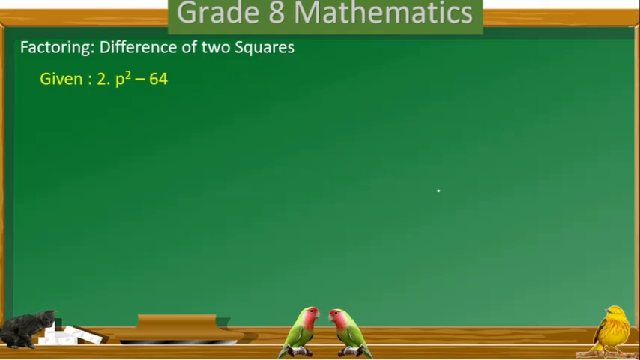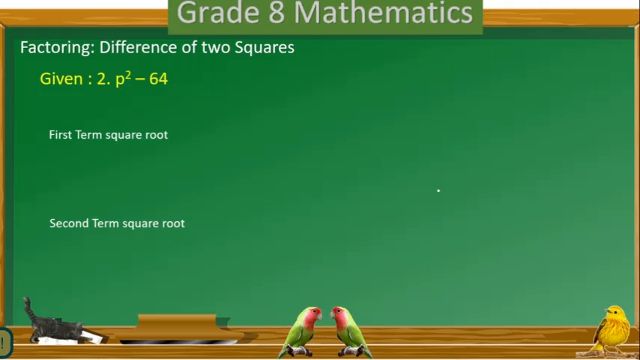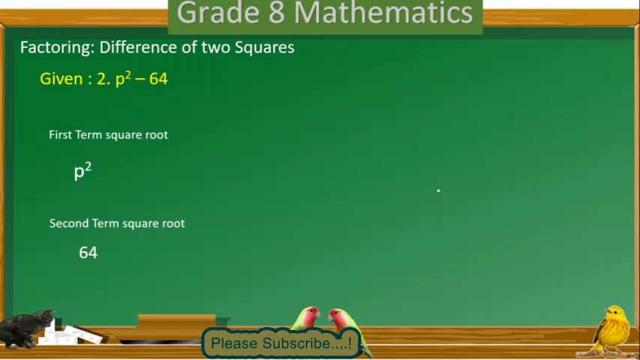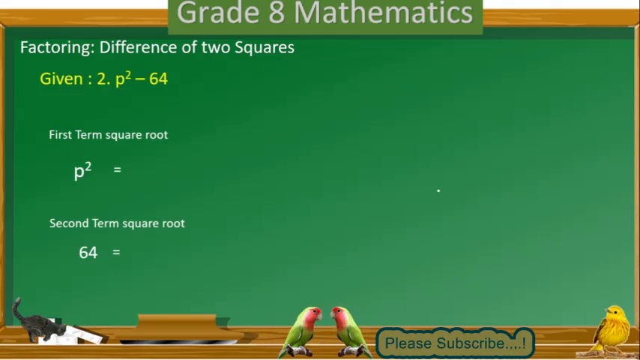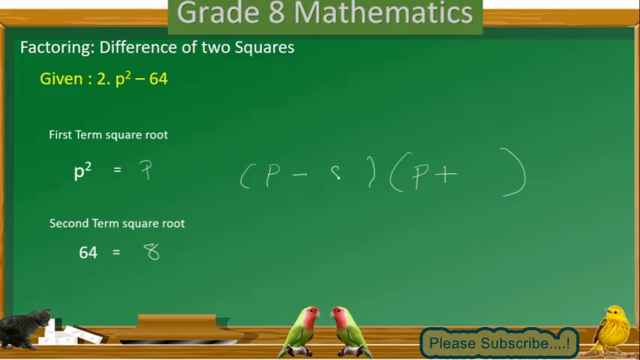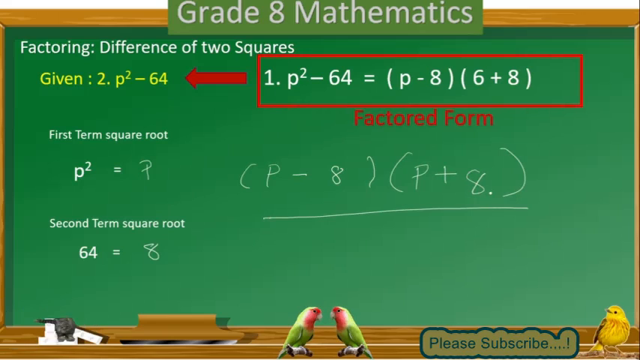Then the second one. So the square root of the first term and last term. Our first term is p squared. Then second term is 64. So what is the square root of p squared? That is p. Then 64 is 8. So we'll just write two parentheses. Then that is p, then p. Then we will copy the sign, negative. Then here is positive. Then square root of 64, that is 8 and 8. Then that is the answer. It's the factored form of the given.